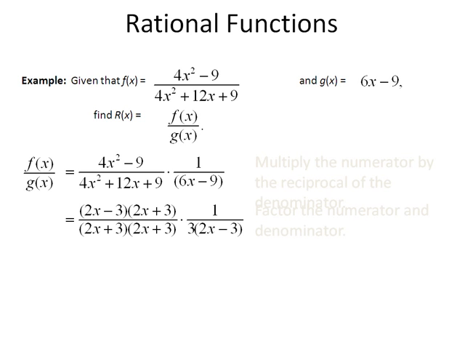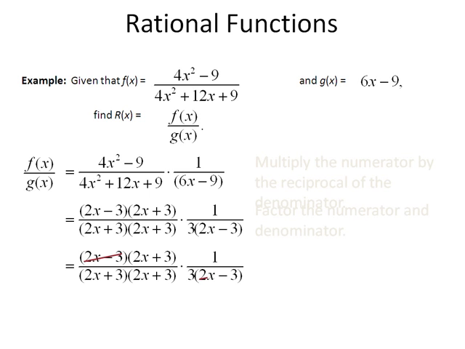So now how do I simplify? This will divide out with that. This will divide out with that, and so forth. Okay, so that's it. The answer will be 1 over 3 times 2x plus 3. And x cannot be negative 3 over 2. Does it make sense? Okay?